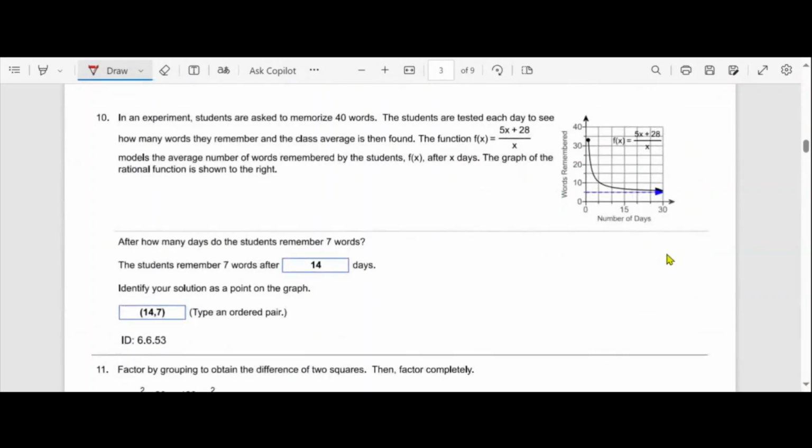In an experiment, students are asked to memorize 40 words. The students are tested each day to see how many words they remember, and the class average is then found. The function f of x equals 5x plus 28 over x models the average number of words remembered by students f of x after x days. The graph of the rational function is shown to the right.